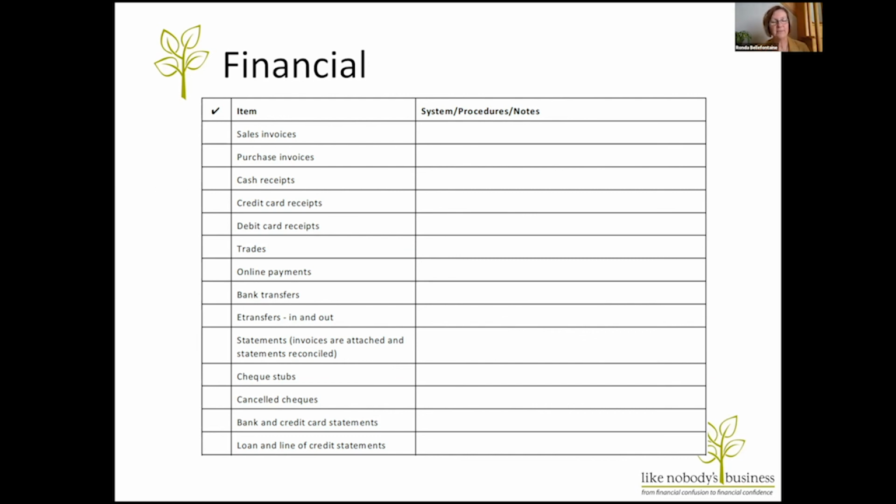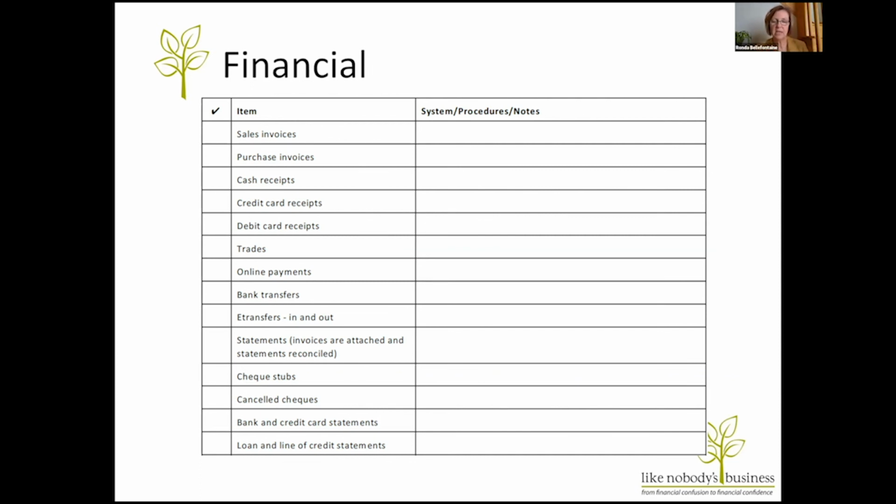Bank and credit card statements are important. I keep all of mine digitally and download them through my online banking. Loan and line of credit statements. Loan statements are tricky. If you're dealing with FCC as a lender, they definitely have the best system for you as the owner or manager to be able to go online and look up anything related to any loan that you have with them as a lender.